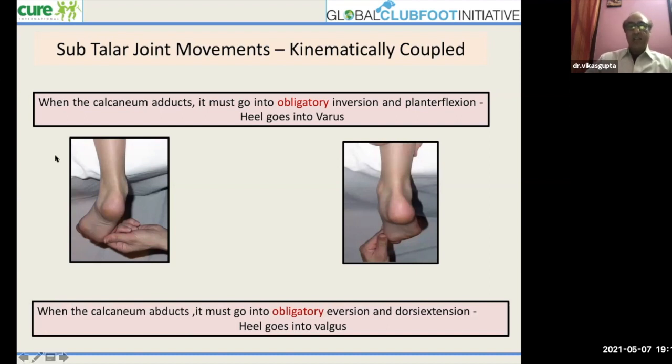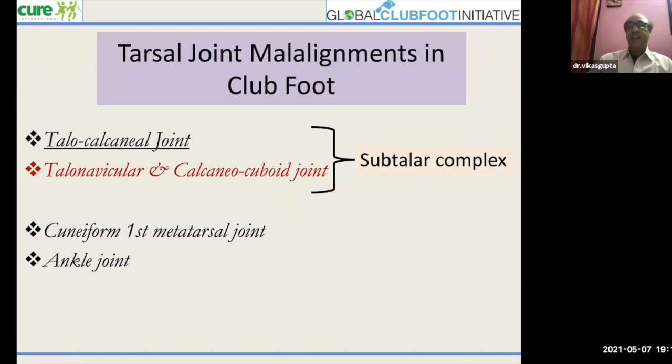So I think the clubfoot mimics this. In the clubfoot, the calcaneum is adducted, inverted, and plantar flexed. And what we need to do is abduct, evert, and dorsiflex. So how do you do this? We will come to that by the principle of functional interdependence.